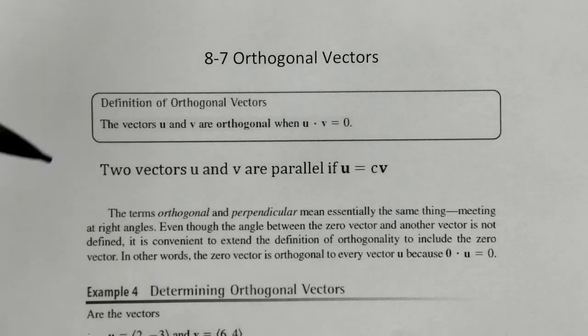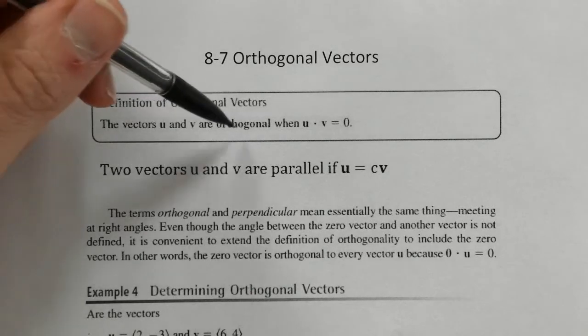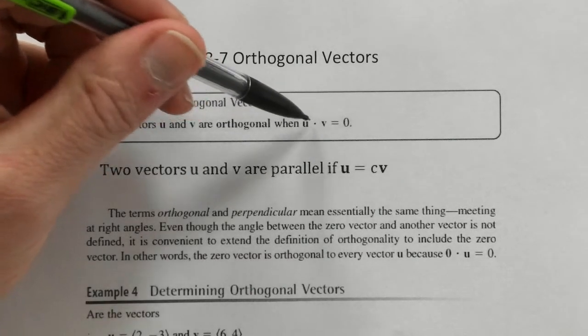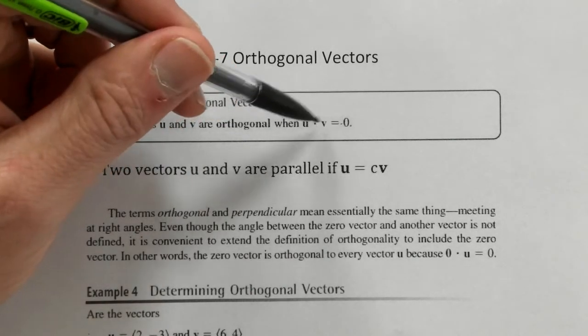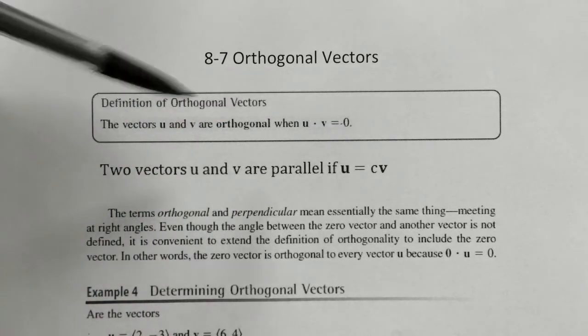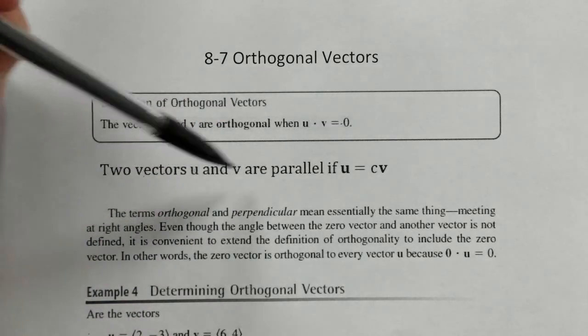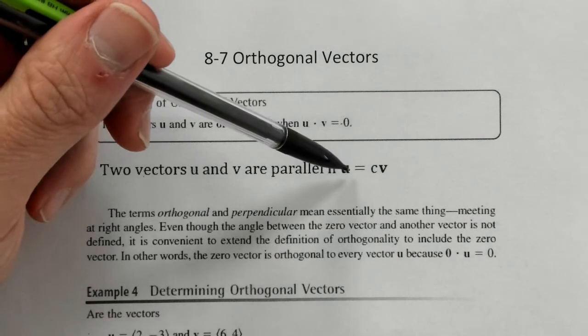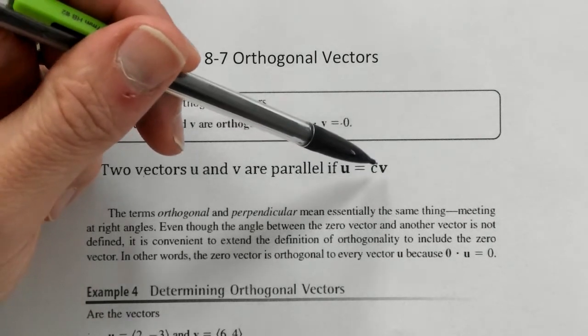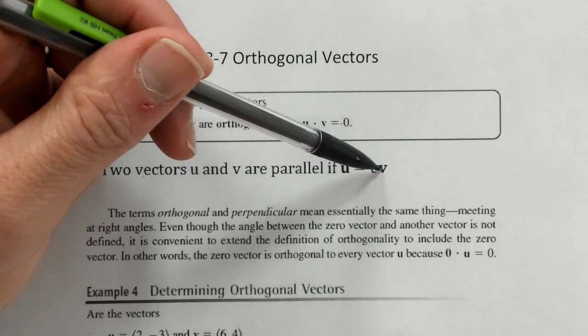Okay, in this section 8-7, we're taking a look at orthogonal vectors. Two vectors, u and v, are orthogonal when their dot product is equal to 0. Along the same lines, two vectors are parallel if u equals some constant times v.